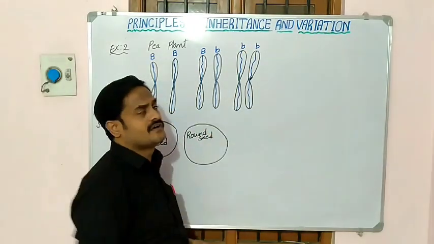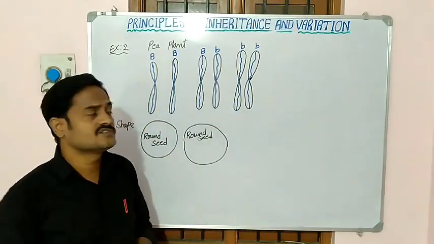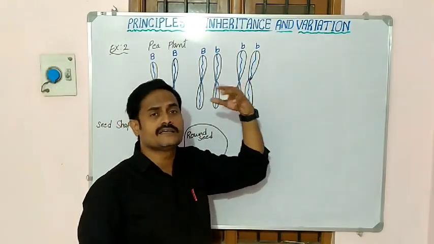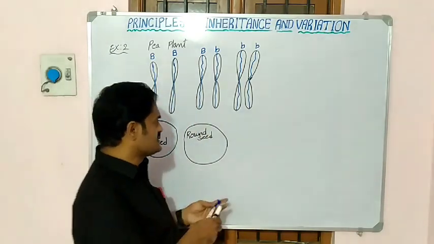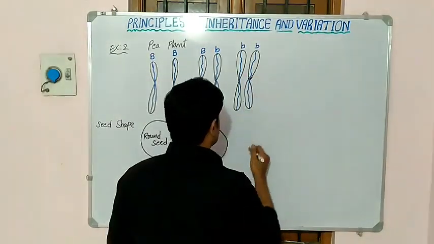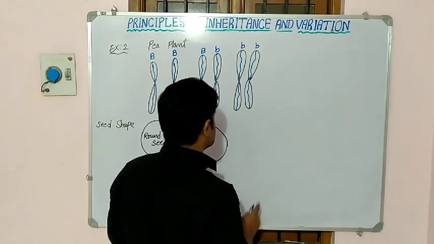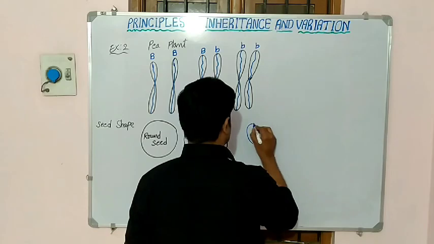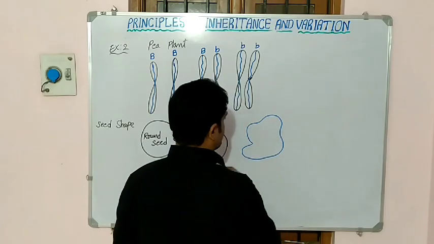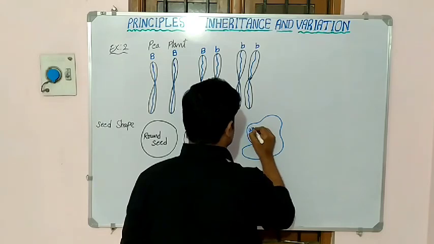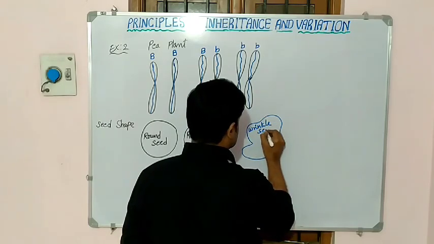Okay, coming to the third pair of chromosomes. Which type of alleles are present here? Both are recessive alleles. The recessive alleles are not able to produce the proper shape. For that reason, this pair of alleles forms the wrinkled seed. Which type of seed do they form here? A wrinkled seed.